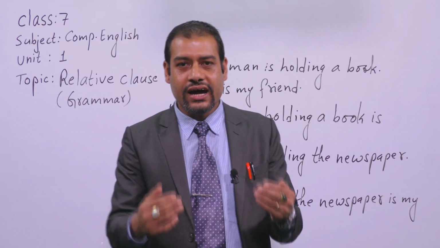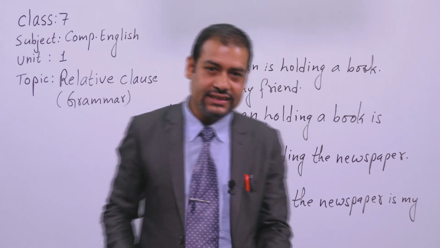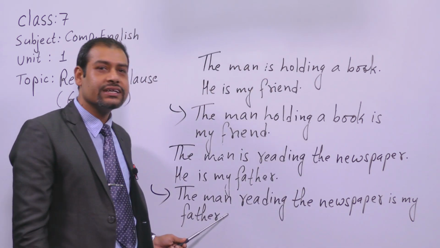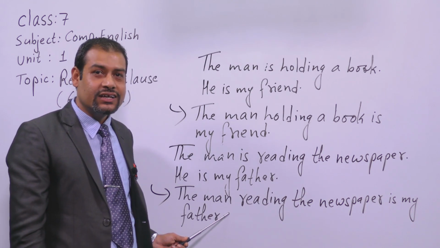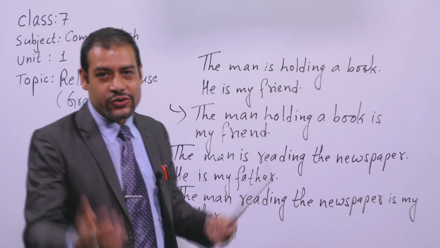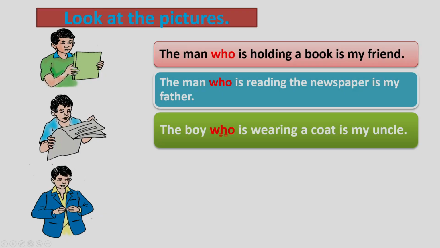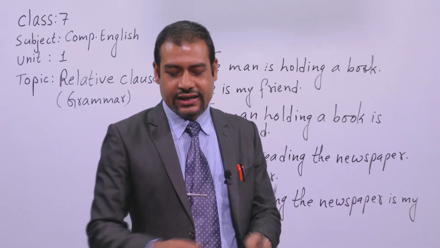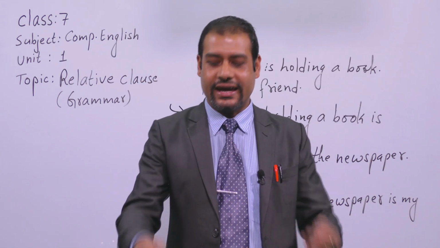Dear students, now you have to write this type of sentence without using who. Okay, so what is your sentence now? Please tell me. Yes, once again please tell me, what is your sentence? Very good. Your sentence becomes: the boy wearing a coat is my uncle. Have you written so? Very good. If so, I want to show you another slide.